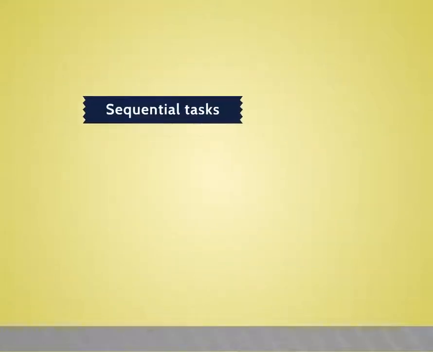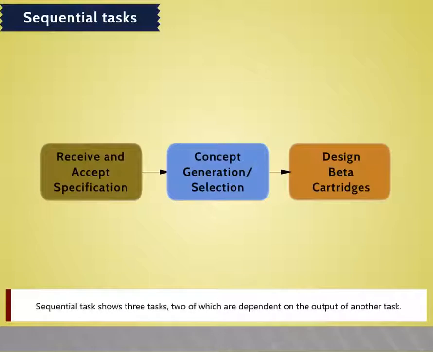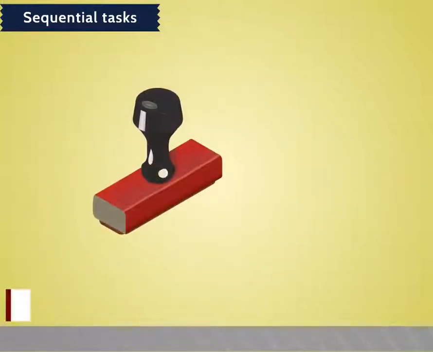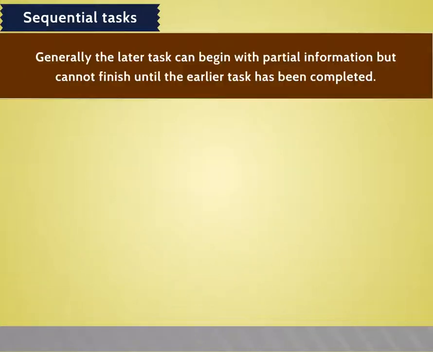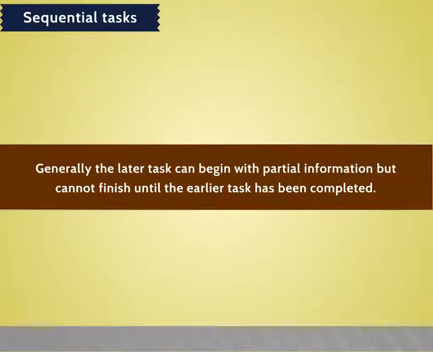Sequential task. Sequential task shows three tasks, two of which are dependent on the output of another task. These tasks are sequential because the dependencies impose a sequential order in which the tasks must be completed. Generally, the later task can begin with partial information but cannot finish until the earlier task has been completed.